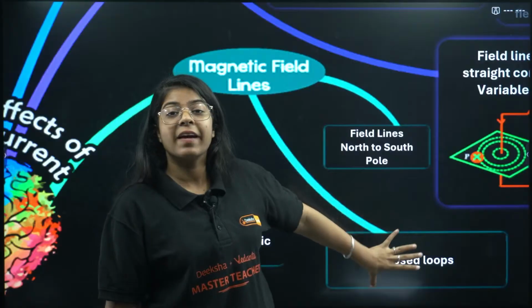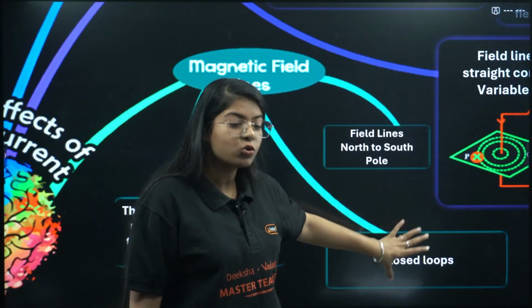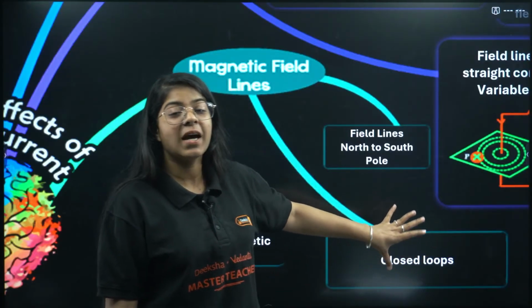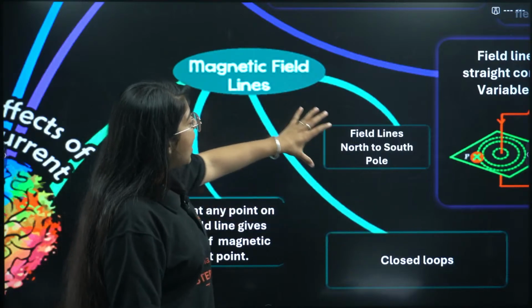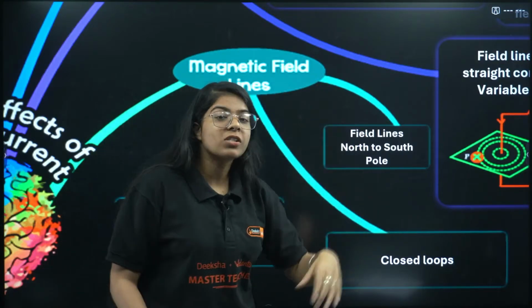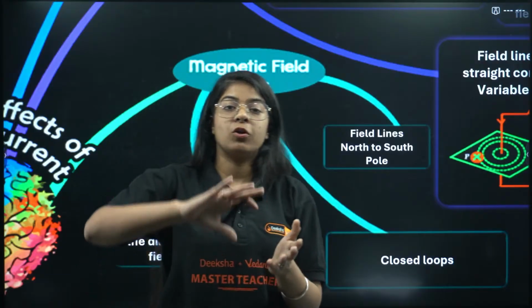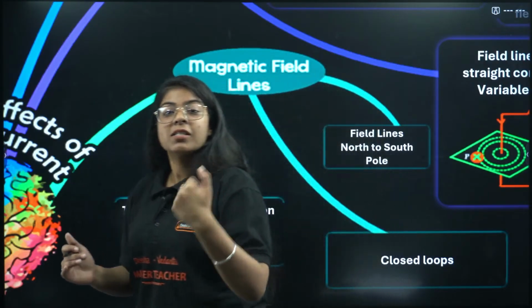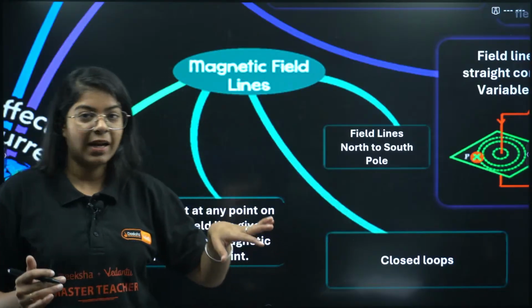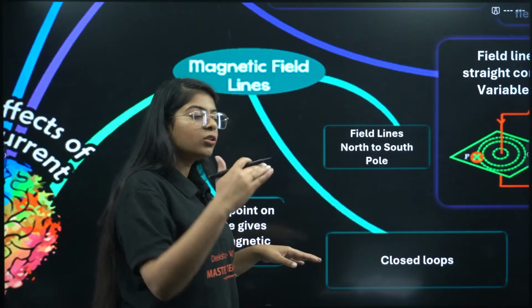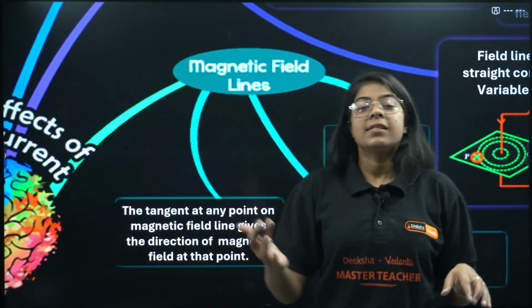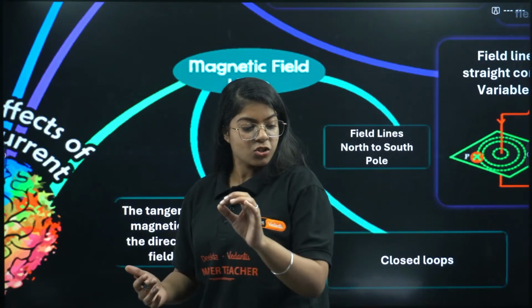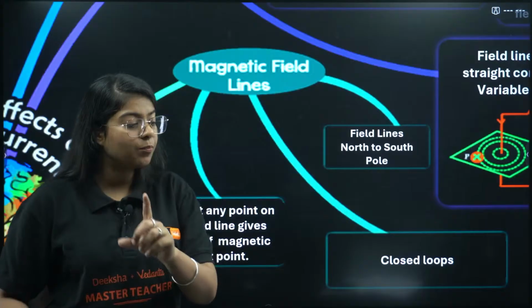Okay, so the characteristics of magnetic field lines are what? Very importantly, they are closed loops. Their direction outside the magnet is from north to south. Inside the magnet, they go from south to north. Correct? Outside, north to south. Inside, south to north. Understood? Very basic but very important.